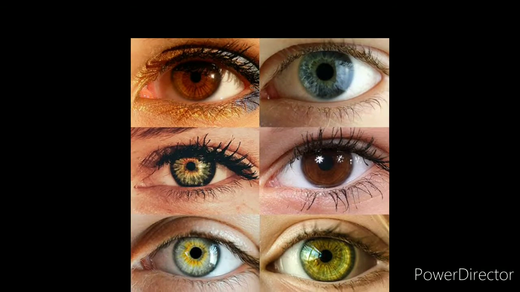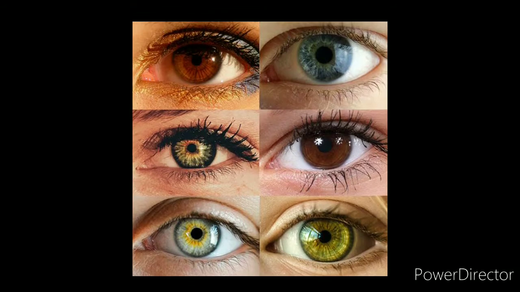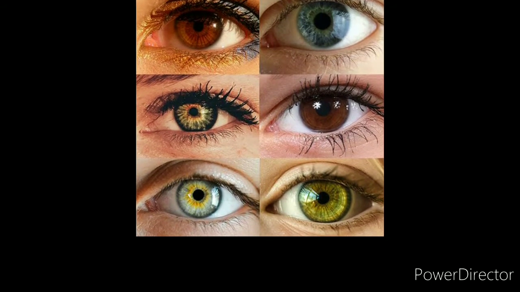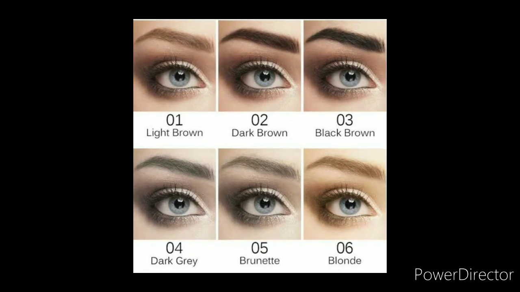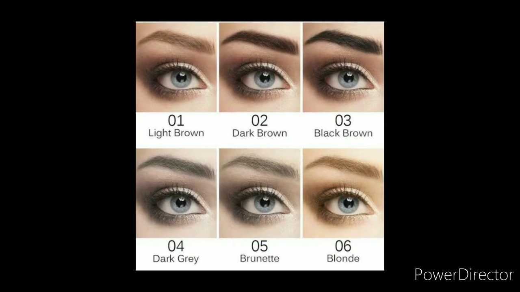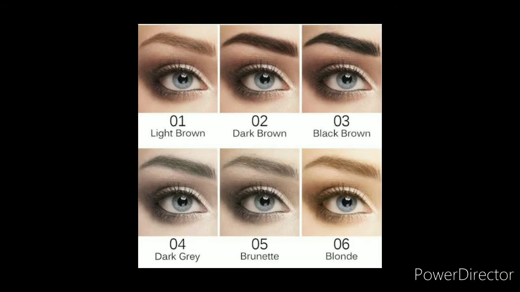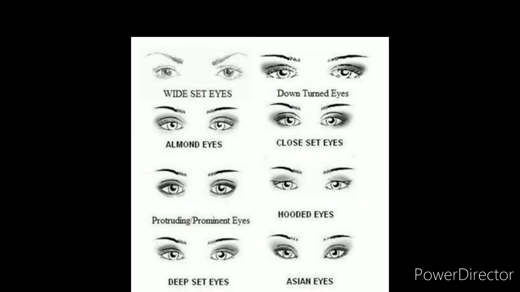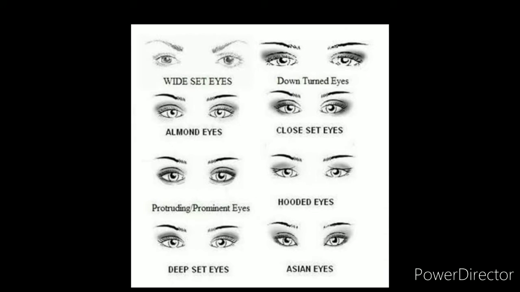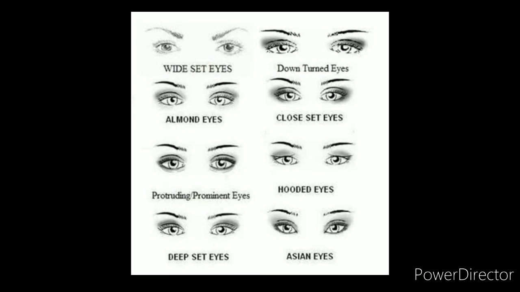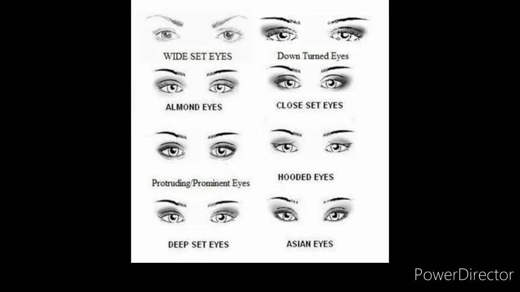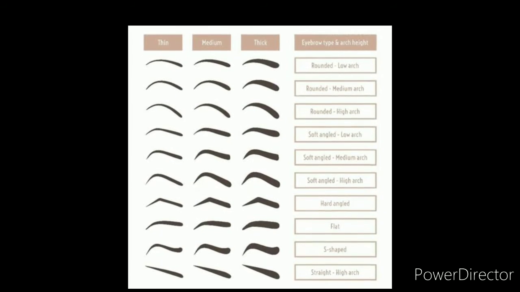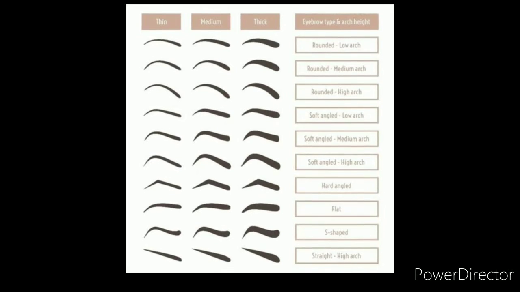Eye color: gray, green, blue, honey, brown, black. Color of eyebrows: black, dark red, dark brown, medium red, brown, light red, blonde, and light blonde. Distance between eyes: wide set, downturned, almond eyes, close set eyes, hooded eyes, and almond eyes. Types of eyebrows: thin, natural, thick.